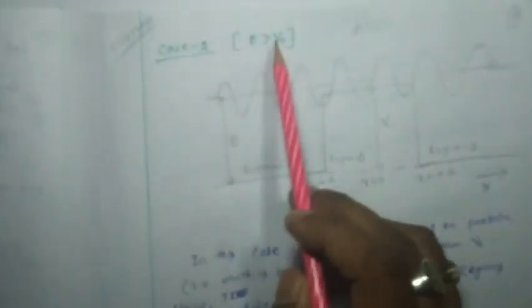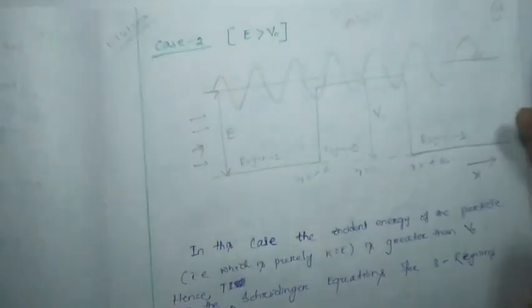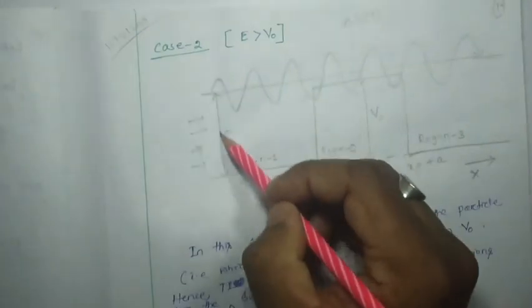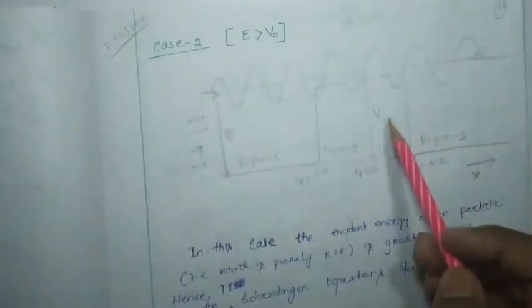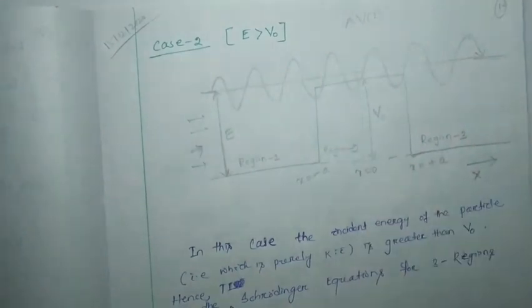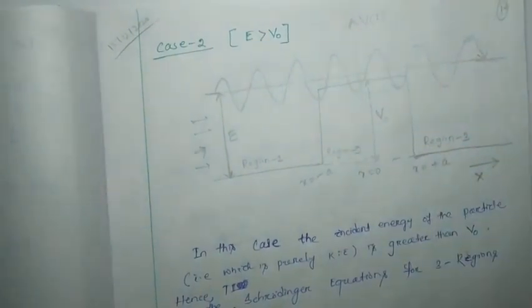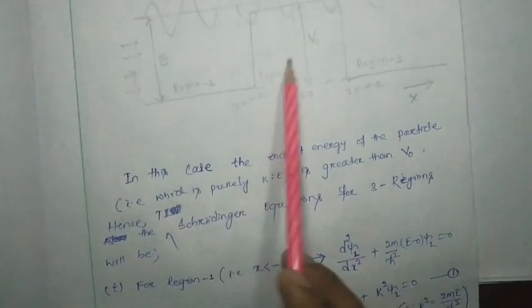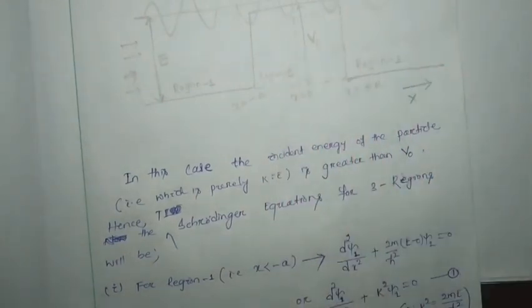In the next class, we are going to discuss case 2, when E is greater than V0. This is the same problem, the rectangular potential barrier, with particles moving from minus infinity along the positive x-axis direction, but the case here is E, the kinetic energy, greater than V0. If it is so, then what will be the scenarios or the physical behaviors of the particle in regions 1, 2, 3, that we are going to discuss in our next class.